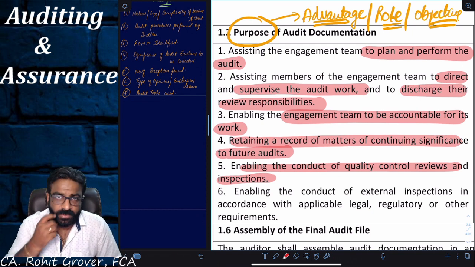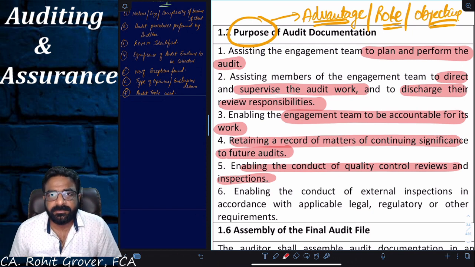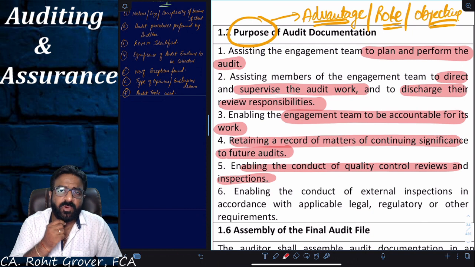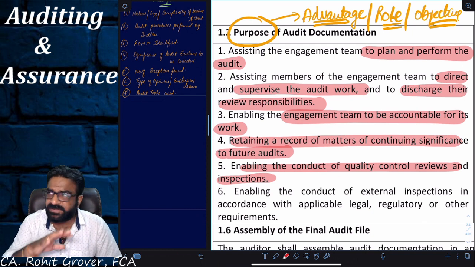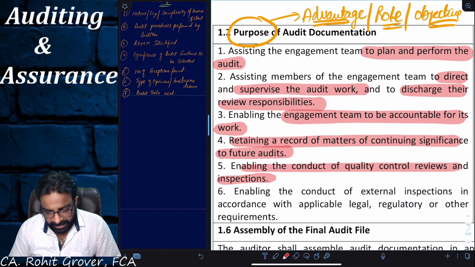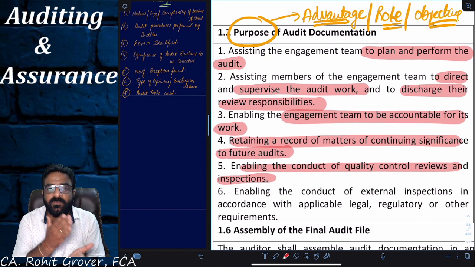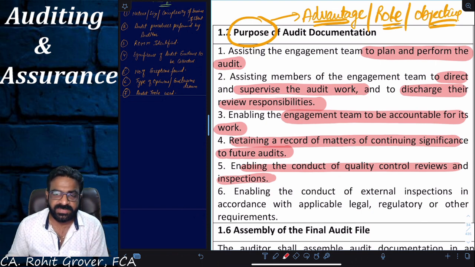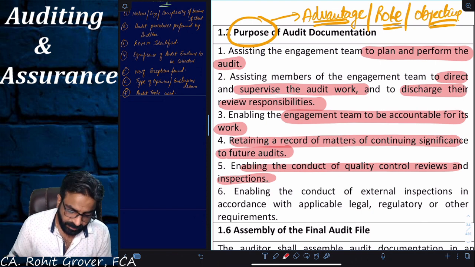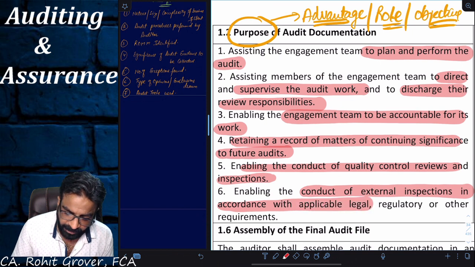Yes, sir. Yes or no? Whether the peer review is nothing but the inspection on my work or not? Yes, sir. Now, what does the peer reviewer, quality reviewer do? Is he going to come and see my form, or is he going to check my quality? Yes, the audit documentation helps me in letting my work be checked by peer reviewers, inspections, and quality reviews. And most importantly, it enables the conduct of external inspections in accordance with the applicable legal, regulatory, and other requirements.